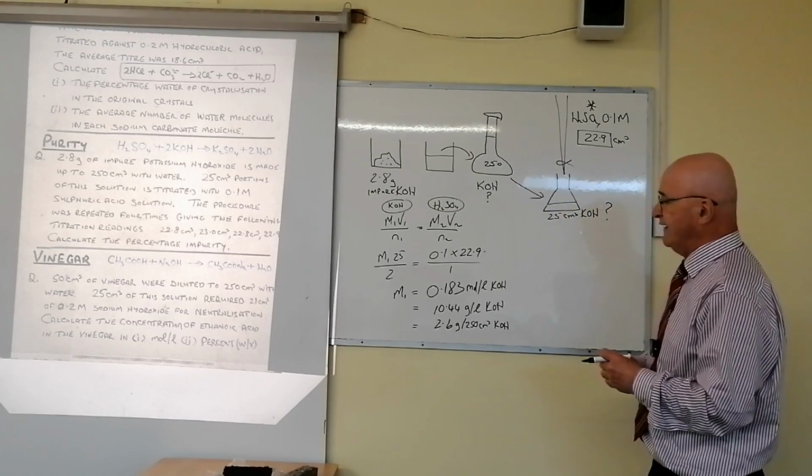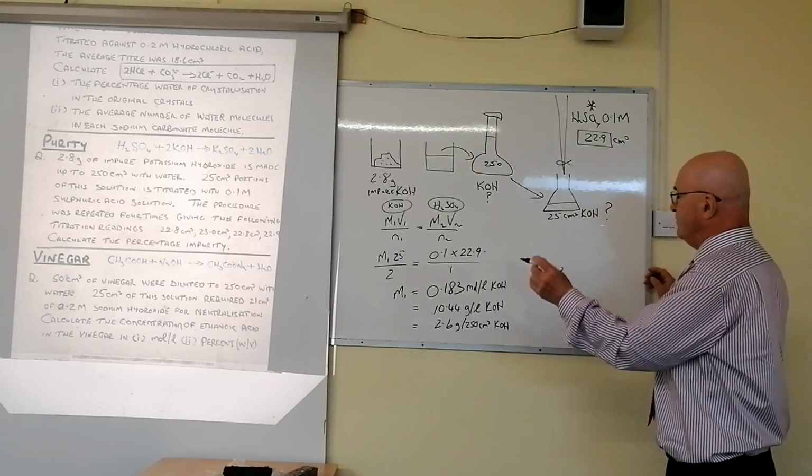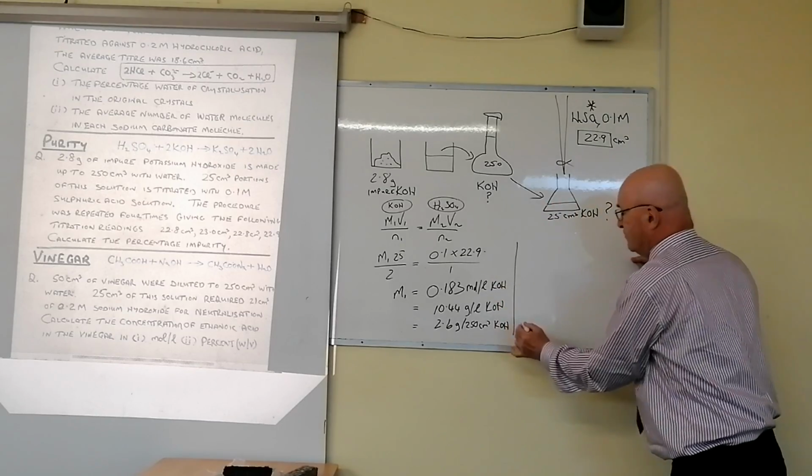2.6 then is the mass of that there. Now, we need to work out the amount of impurity. We have to make up this table now for impurity as follows.